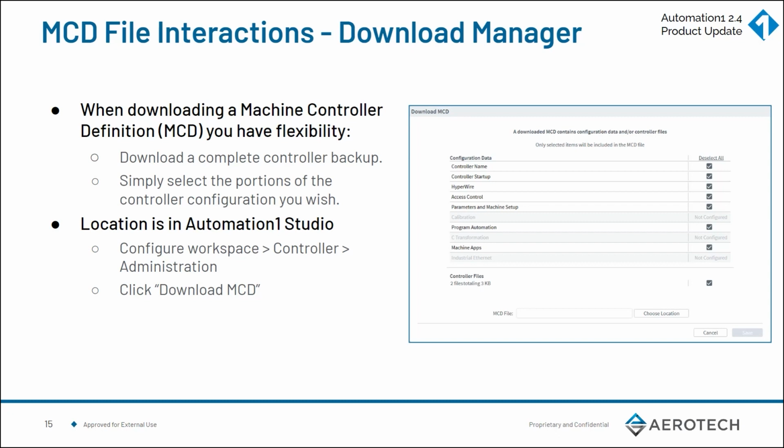So one place where this has come up recently is if you just want to take your machine apps or your HMIs that you developed from one controller to the next, you can simply select the machine apps and that's all that you'll download to your MCD. Then when you go to upload that on the next controller, you can just upload that and start working from there. The location of this is in the Automation1 Studio, in the configure workspace under controller administration, and simply click download MCD and this user interface will appear.